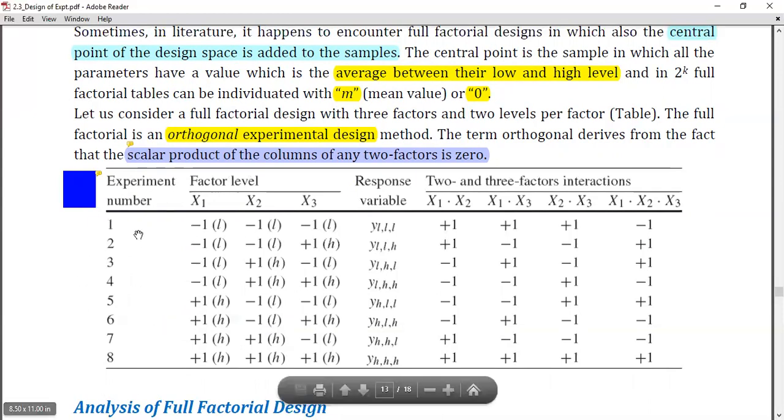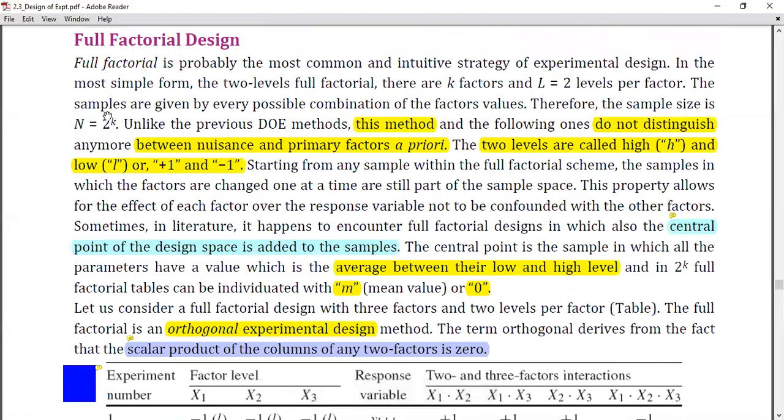How many experiments do I get? It depends upon the number of factors, raised to the exponential value of levels that I'm using. So that is why it is called a 2^k design. In 2^k design, 2 stands for the number of levels used, k stands for the number of factors.